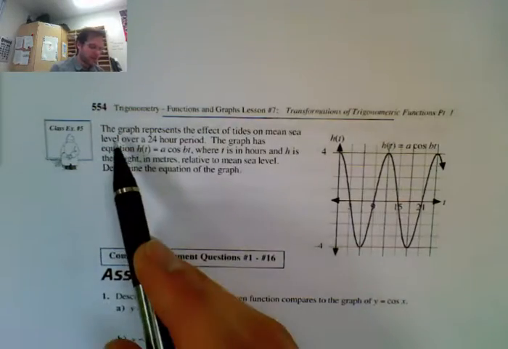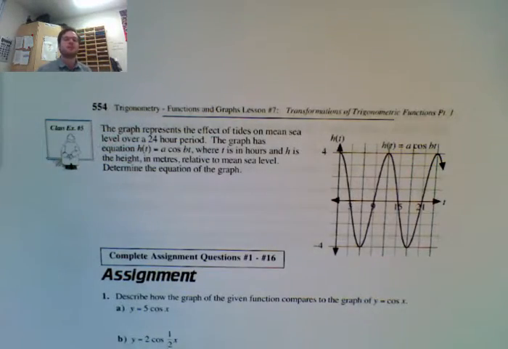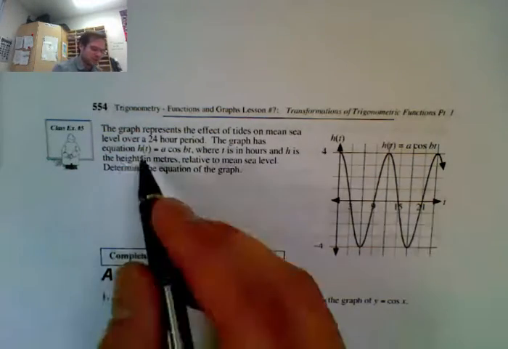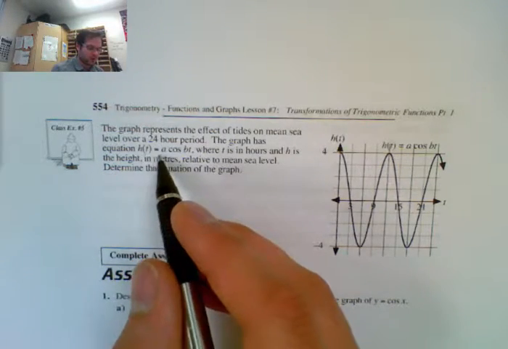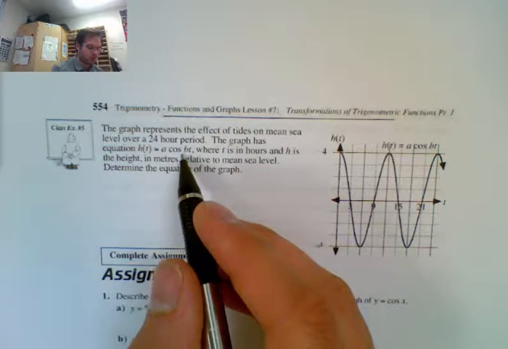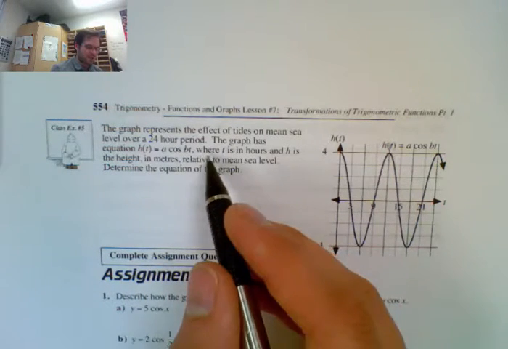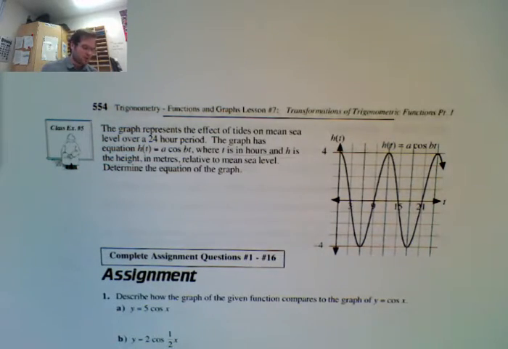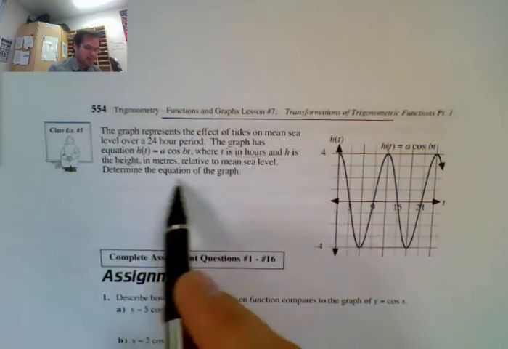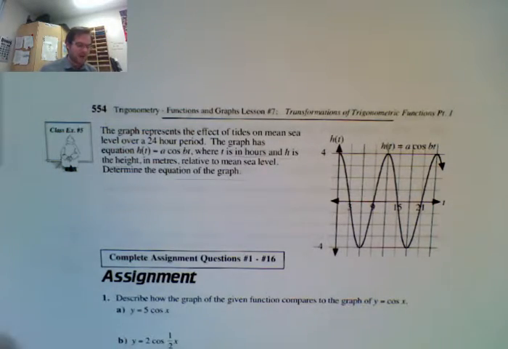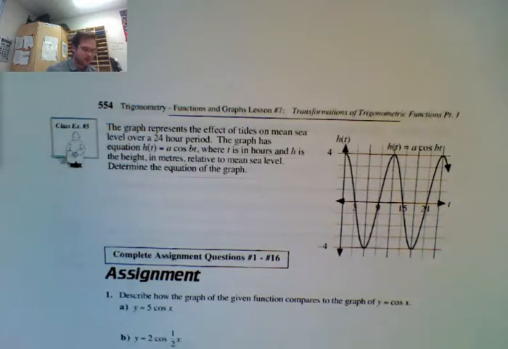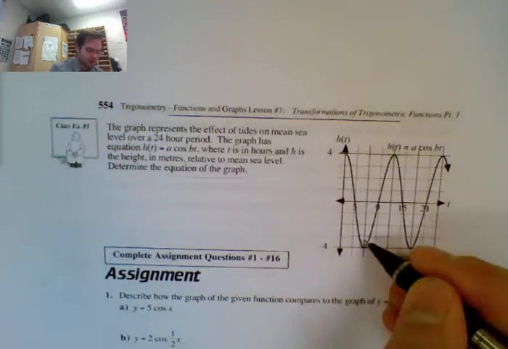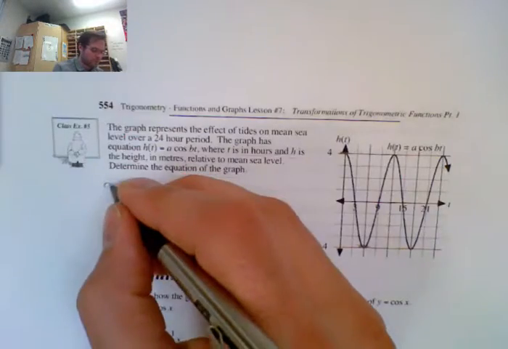Number 5 says, the graph represents the mean of tides over a 24-hour period. In the equation, h of t, so we have a function of time, is equal to a cos b of time, where t is in hours and h is the height in meters. Okay? So it says, determine the equation of the graph. So we want to figure out what is the actual equation of the graph. So now I'm going to look at this. My amplitude, my a value, is 4.